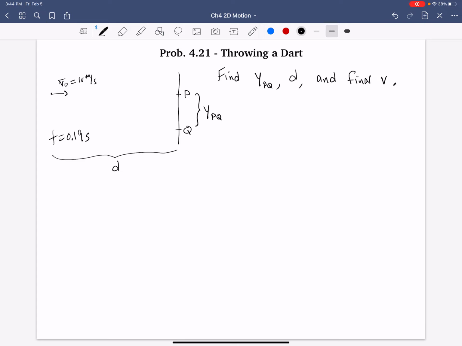Okay, we want to find three things. We want to find that distance Y, we want to find the horizontal distance D to the dartboard, and we want to find the final speed or the velocity once it hits the dartboard at point Q. That's what I failed to mention earlier. It arcs down and hits at point Q, something like that. All right, so we'll call it part A.